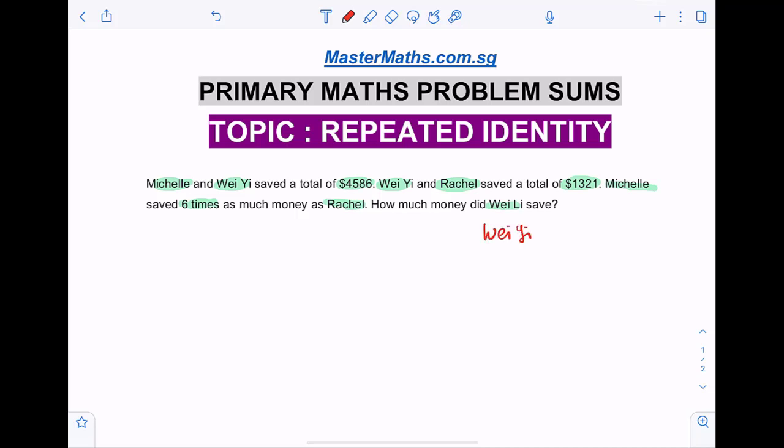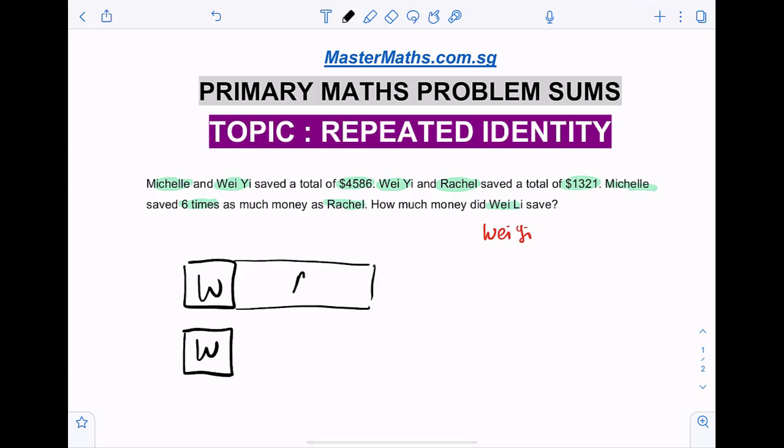Wei Yi. Okay. So in these two scenarios, there is a repeated identity, which is Wei Yi, because she happens twice. So when we draw the model for this, we will draw Wei Yi in this way. In the second model, we will draw Wei Yi in the same position as well, so that we are able to compare the difference. In the first model, Wei Yi and Michelle will be a bigger model. Why? Because they save more money as compared to Wei Yi and Rachel.